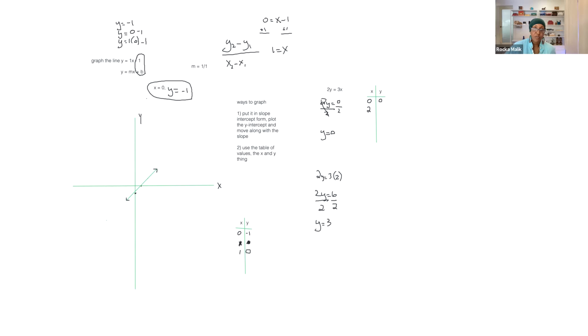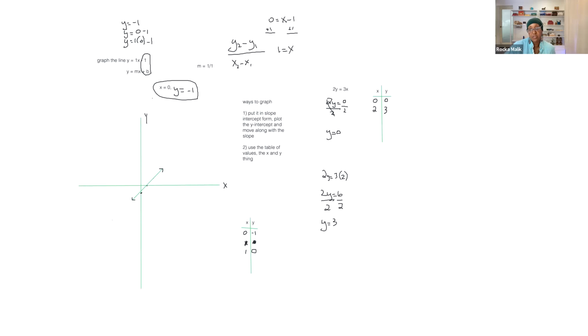So X is 2 and Y is 3. And I really only need 2 points. So I'm just gonna plot those 2 points. (0, 0) is 1 point on the graph. And (2, 3). So X is 2. It'll look like this if this was a point. X is 2, 1, 2, and then up 3. 1, 2, 3.